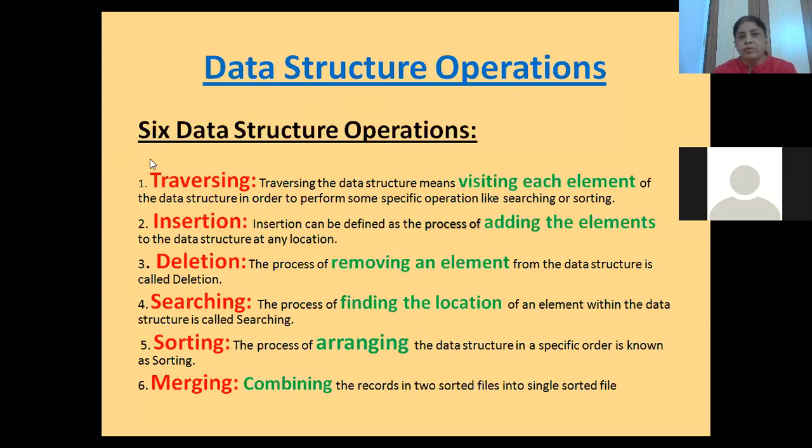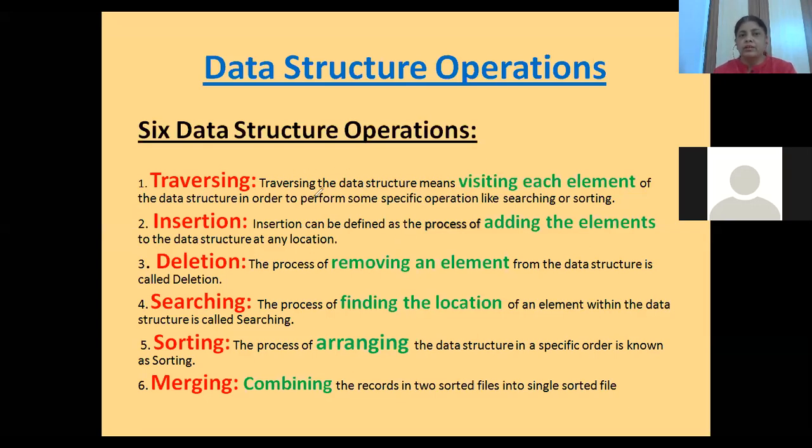So among the 6 data operations, the first one is traversing. Traversing means visiting each element of your data. If you have an array of 10 numbers, you are familiar with the array, right? If you have stored data in that array, and you want to modify that data, say you want to add 5 to each array element, then you have to go to each and every data element and update it.